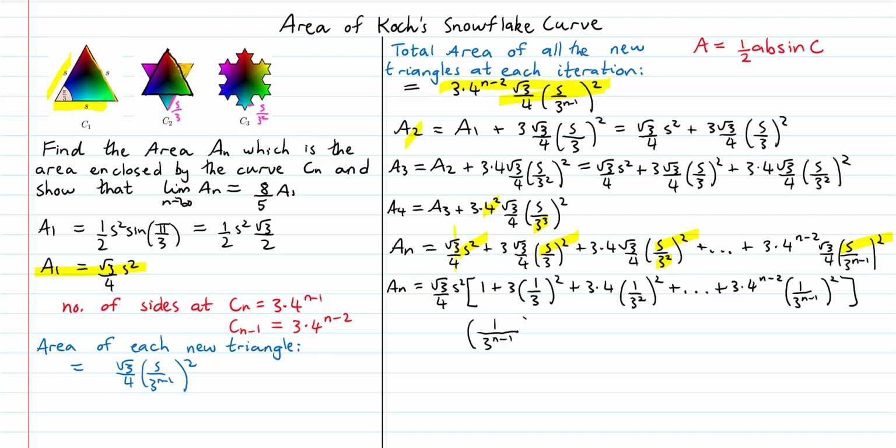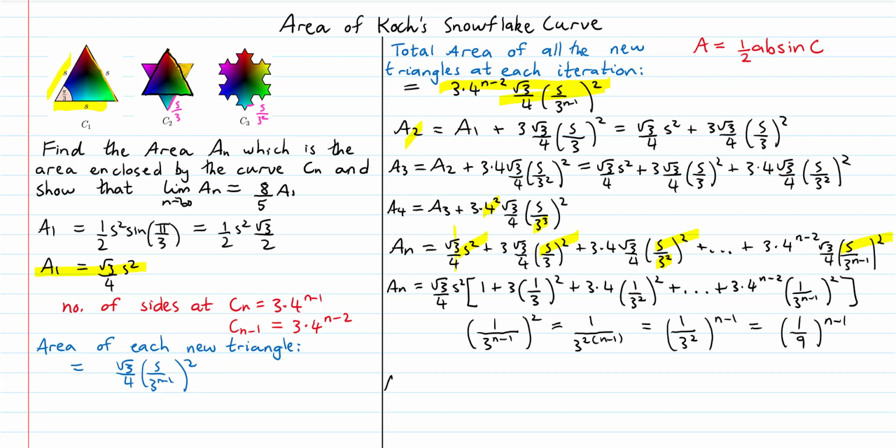So we can simplify this a bit more by noticing that this 1 over 3 to the power of n minus 1 all squared is equal to 1 over 3 to the power of 2 times n minus 1, which is equal to 1 over 3 squared all to the power of n minus 1, and that is equal to 1 over 9 to the power of n minus 1.